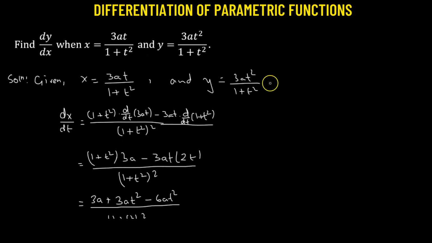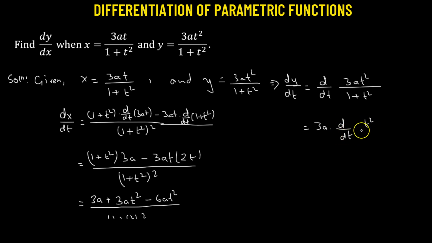Now we'll take the derivative of y with respect to t. This will be equal to the derivative with respect to t of 3at squared divided by 1 plus t squared, which will also be equal to 3a, since 3a is a constant. We only have to take the derivative with respect to t of t squared divided by 1 plus t squared. Fine. So let's find out the derivative. This will be 3a, and we will consider the denominator first, which will be 1 plus t squared whole squared.